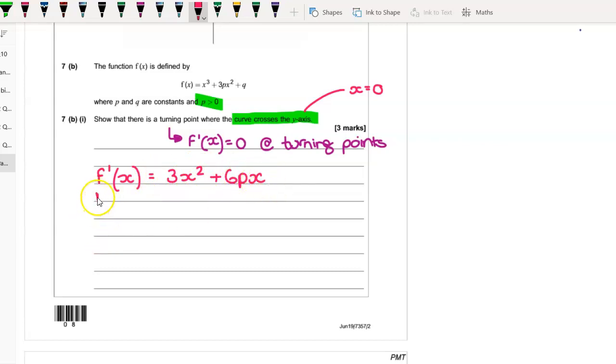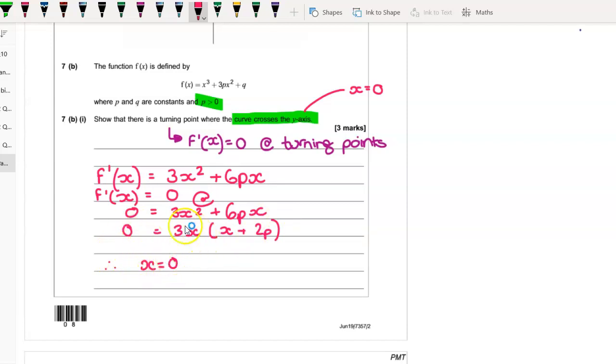And we want the turning points, so we want where f dash x equals 0. So 0 is equal to that. And we can take a common factor out of both those terms of 3x, and that will give us 3x(x + 2p). Okay, so therefore this is true when x equals 0, because either this bit on the outside can be equal to 0, or this bracket here can be equal to 0, so x equals minus 2p.